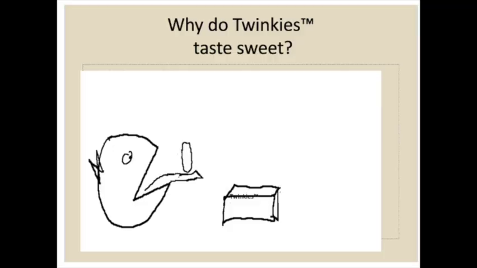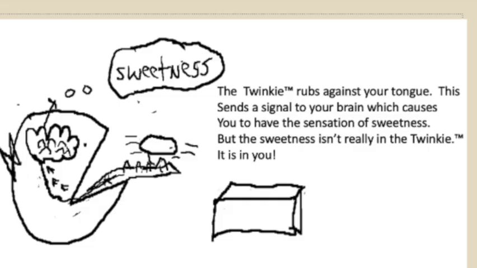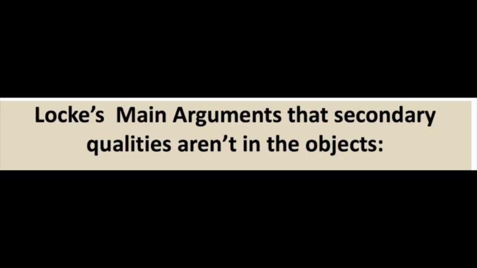Why do Twinkies taste sweet? Locke's answer: the Twinkie rubs against your tongue. This sends a signal to your brain, which causes you to have the sensation of sweetness. But the sweetness is not really in the Twinkie, it is in you. Locke's main argument: secondary qualities aren't in the objects.